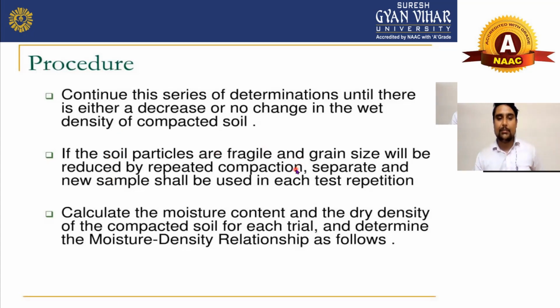If the soil particles are fragile and the grain size will be reduced by repeated compaction, separate new samples shall be used in each test repetition. Next, lastly, calculate the moisture content and dry density of compacted soil for each trial and determine the moisture density relationship as follows.